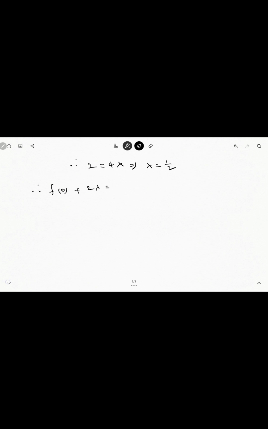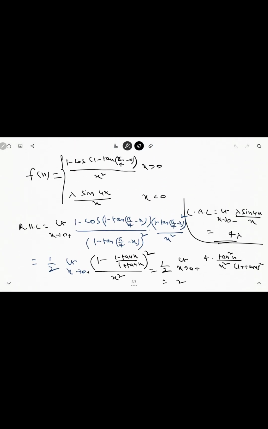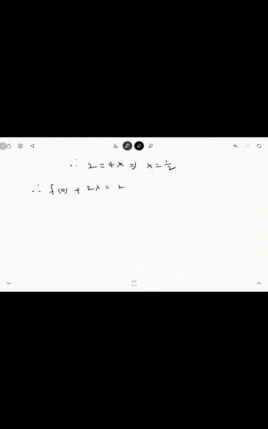So what is f of 0? f of 0 must be any one of these two limits. So 2 I can take, because the LHL must be equal to the RHL, which must be the value of the function at x equal to 0. f of 0 I can take as RHL or LHL. So 2 plus 2 lambda is 1. 3 is the answer. Okay.